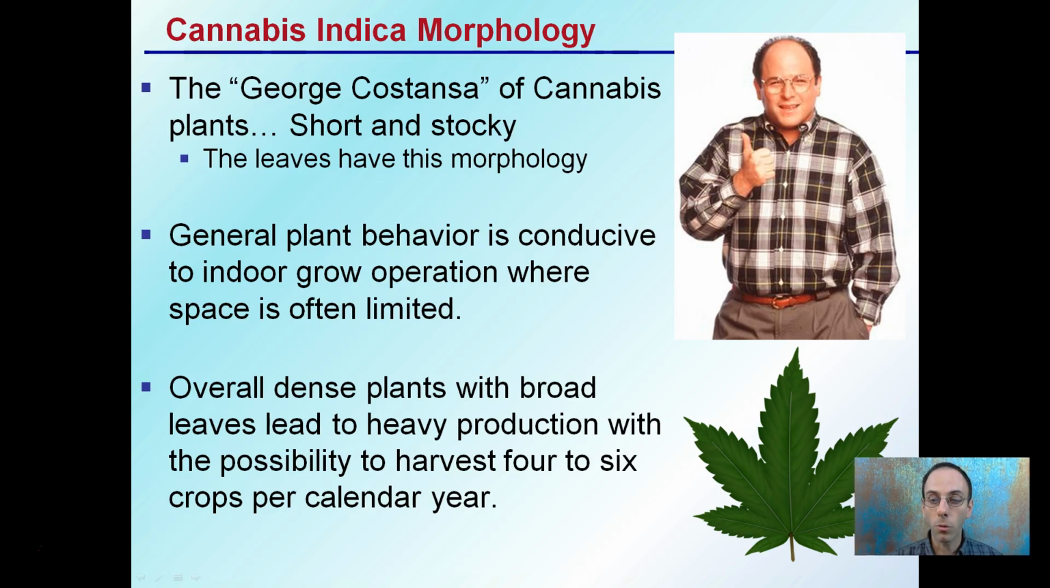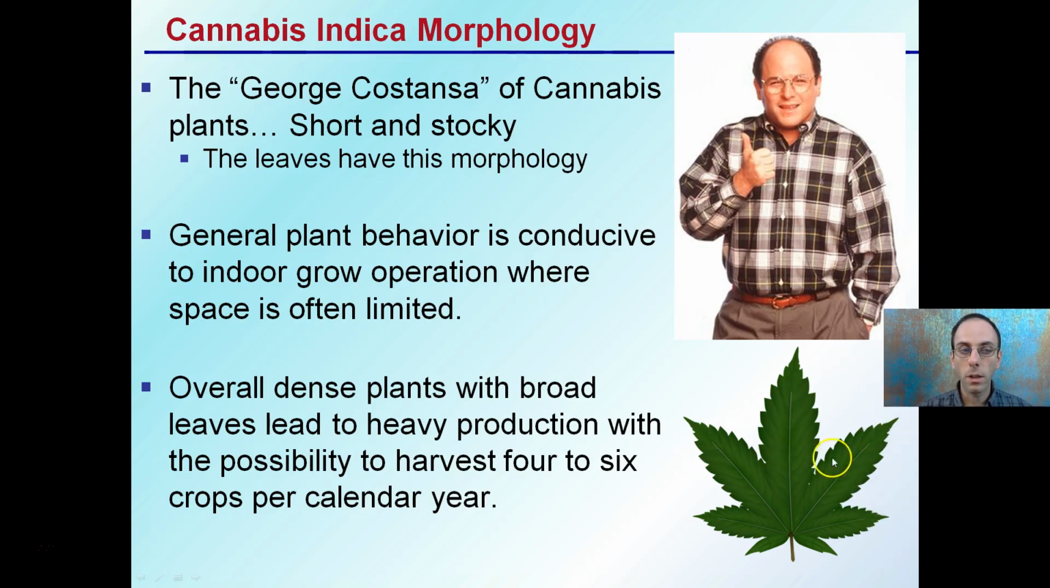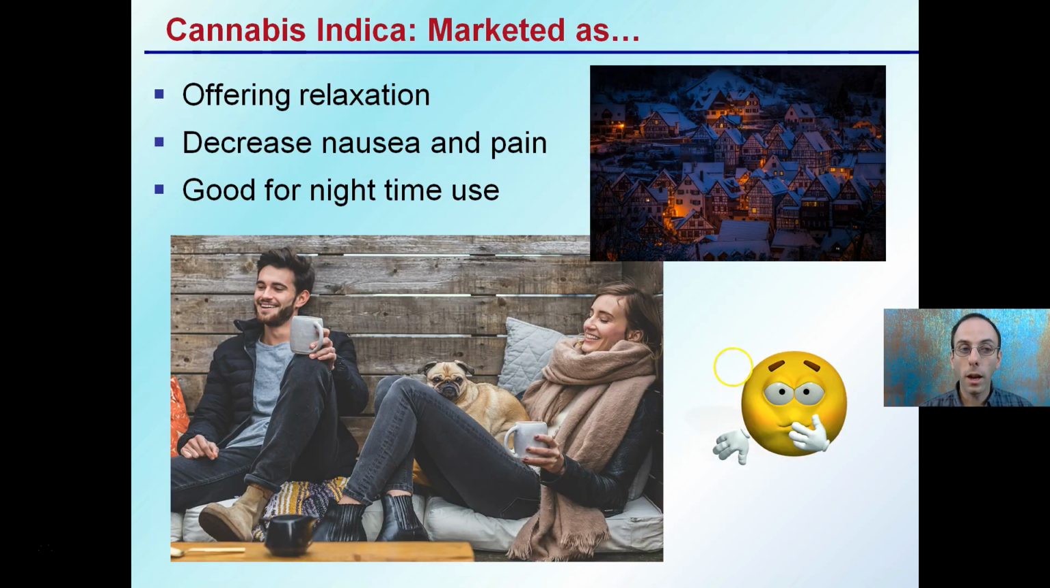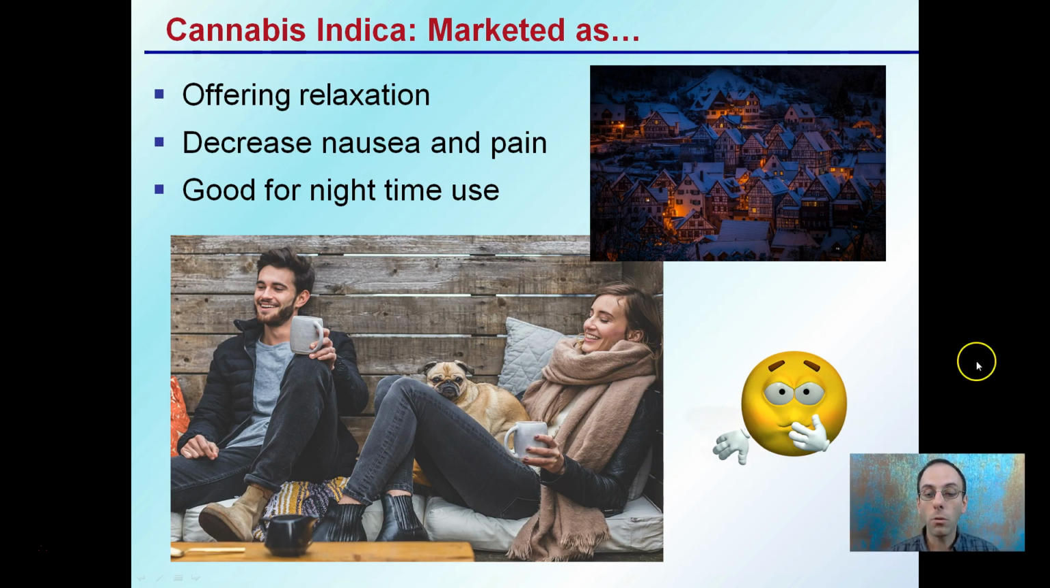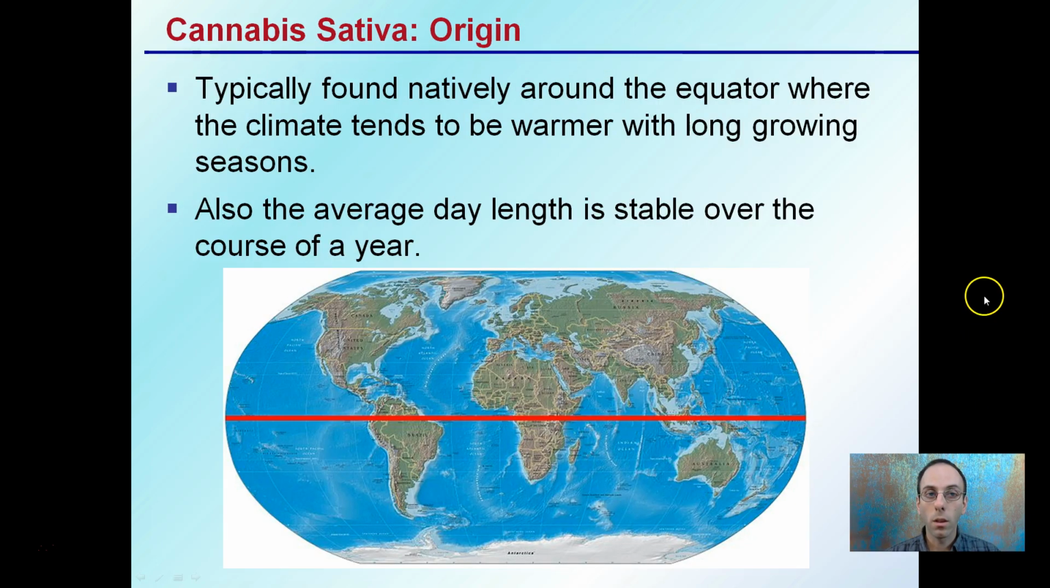These leaves have this morphology as we see here, short and stocky. The general behavior is conducive to indoor growing, where space is often limited, due to its morphology. These dense plants with broad leaves lead to heavy production, with a possibility of 4 to 6 crops per calendar year. It's often marketed as offering relaxation, decreased nausea and pain, and good for nighttime use.